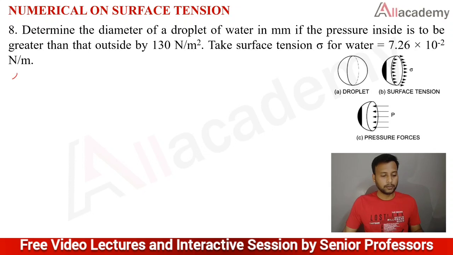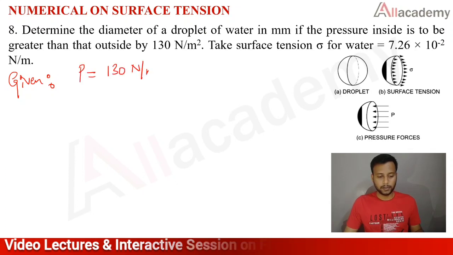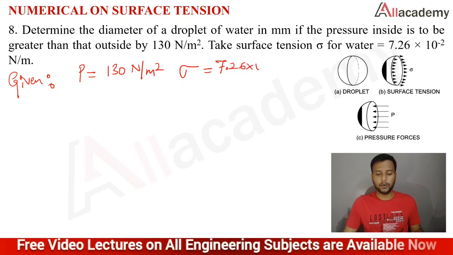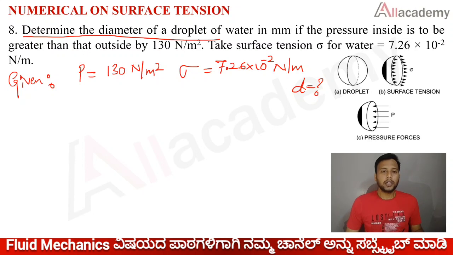Now for this one let us note down the given data. What is the given data? First he has given the pressure P equal to 130 Newton per meter square, and the surface tension is 7.26 into 10 raised to minus 2 Newton per meter. Now what we need to identify? We need to identify the diameter of a droplet, so we need to identify D. Now for a droplet we have a formula. What is the formula for a droplet?